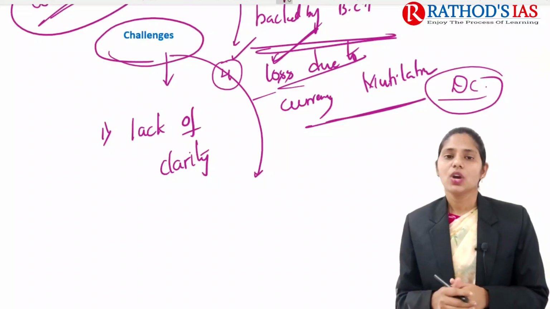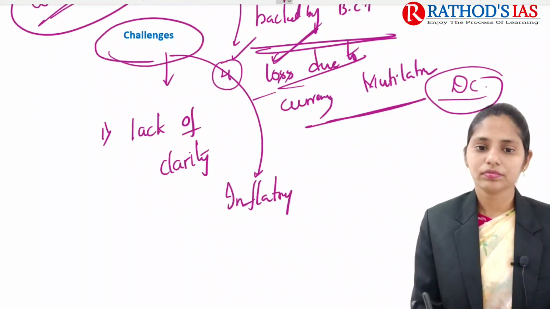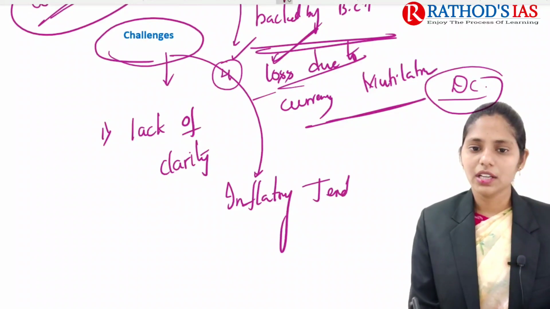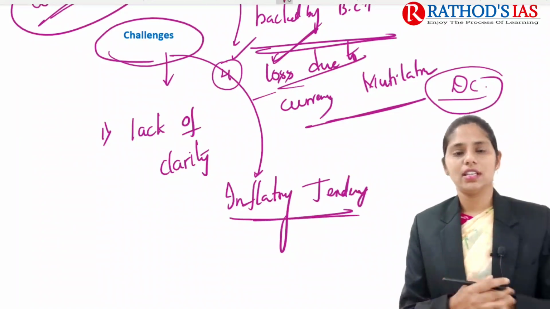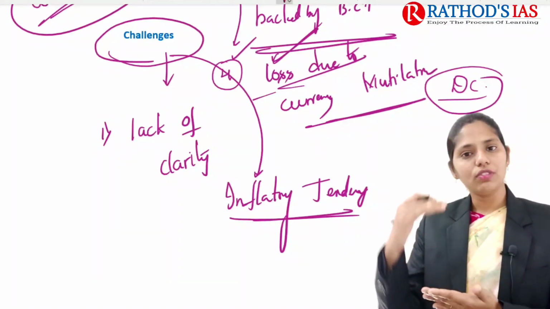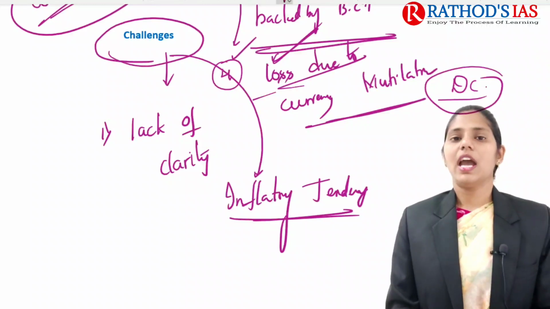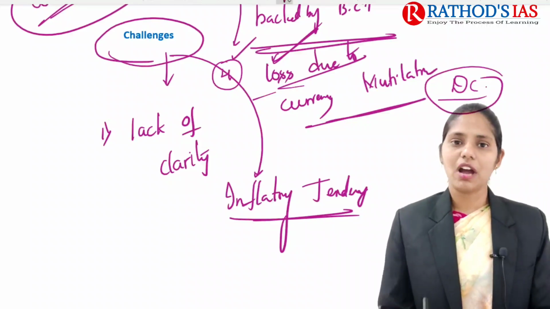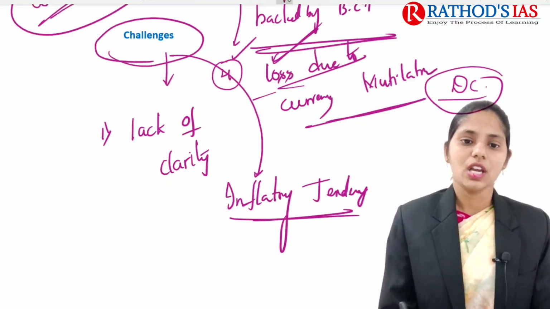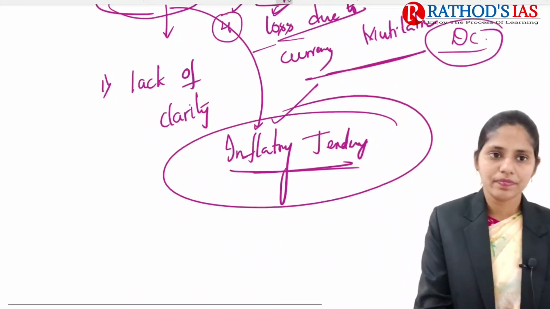And the next one is that there might be an inflationary tendency. Because the cost of printing money will be reduced, money will be very easy, and even the circulation will be much faster when we are using this digital currency. Because of this, it can also lead to an inflationary tendency in the market.